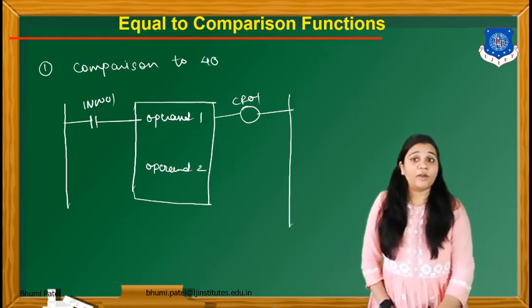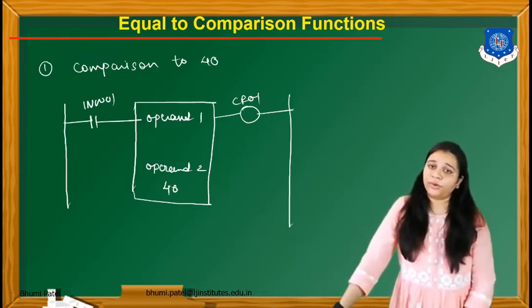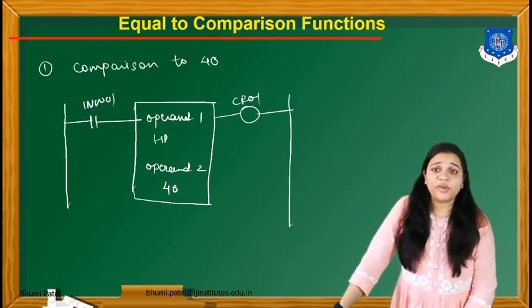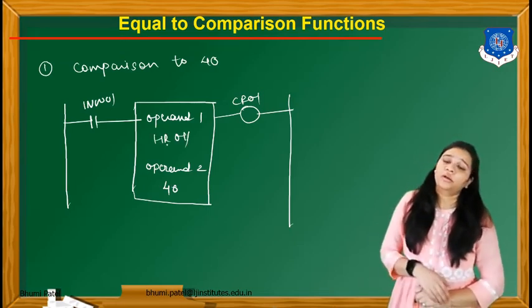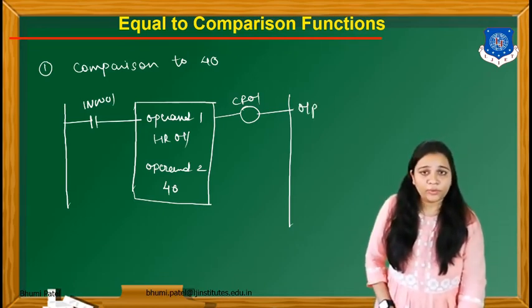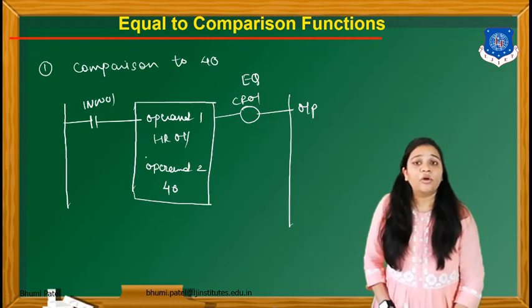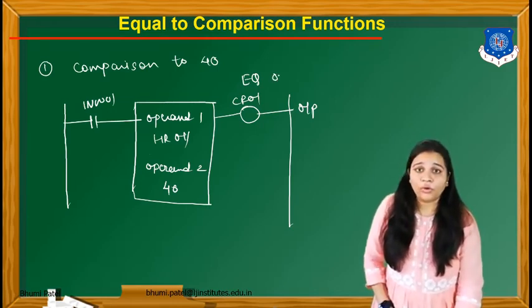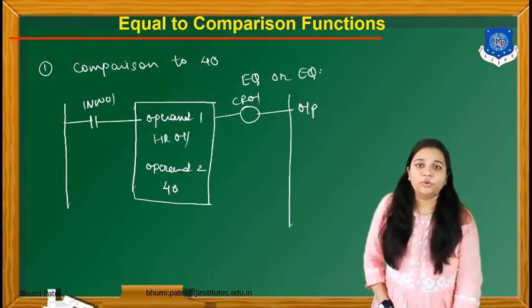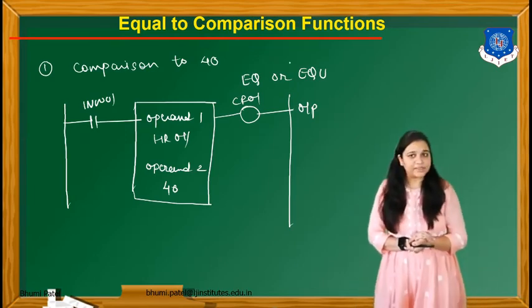Clear? Here we have to compare with the number 40. So one number is already given, and we can take 40 as operand number 2. In operand number 1, we take one register, HR011, and this is my output logic. We have to use the equal to comparison function here, so we write equal to, or EQU. These two are the direct functions of the equal to comparison function.